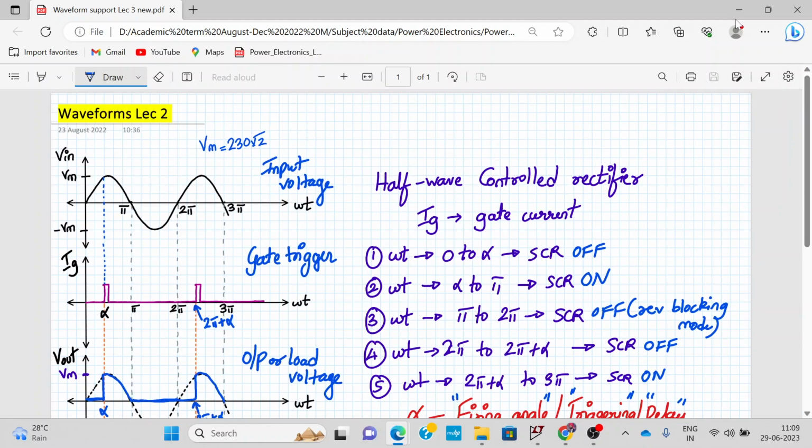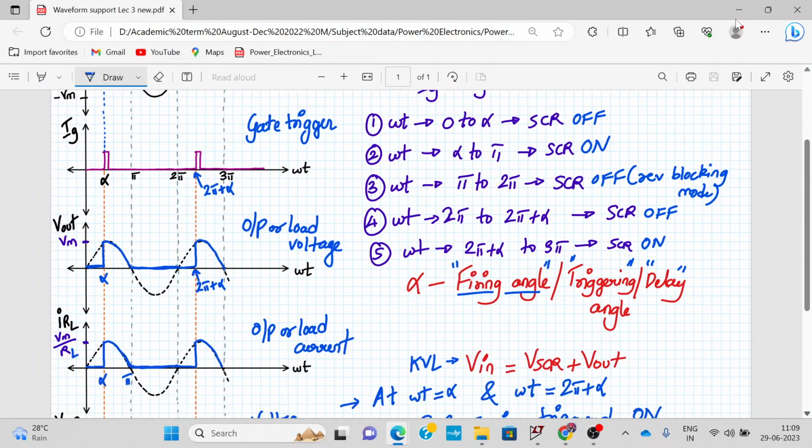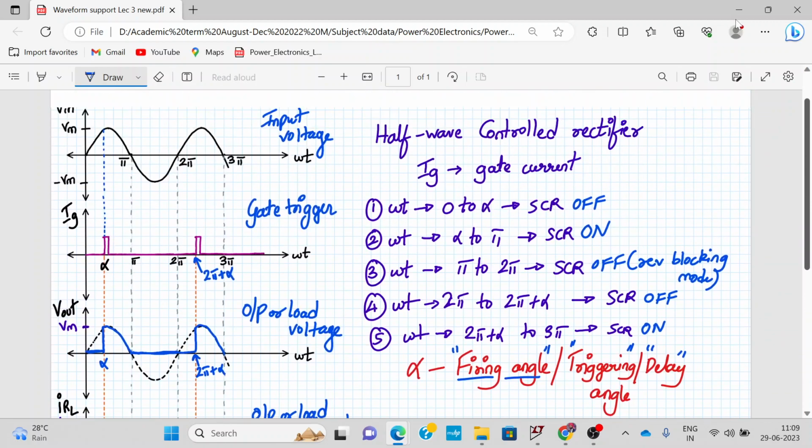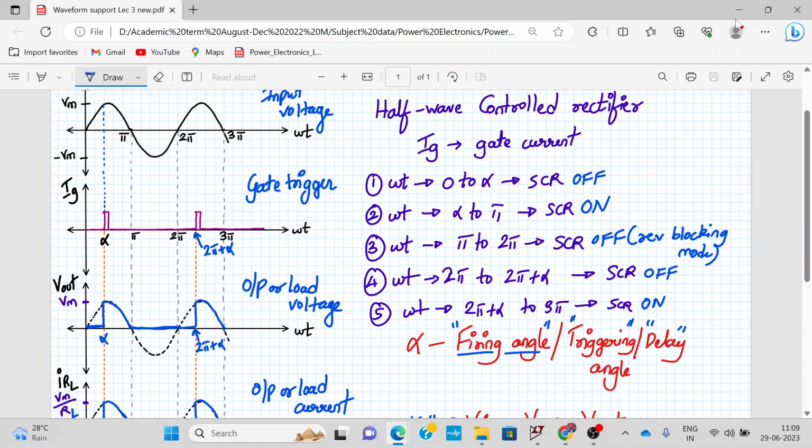If they ask you in the exam to explain the half wave controlled rectifier, we have to draw all the waveforms: input voltage waveform, gate trigger, output or load voltage, output or load current, then the voltage across the SCR. We have summarized the conditions in various states, dividing this into small intervals: 0 to alpha, alpha to pi, pi to 2 pi, then 2 pi to 2 pi plus alpha, and 2 pi plus alpha to 3 pi.